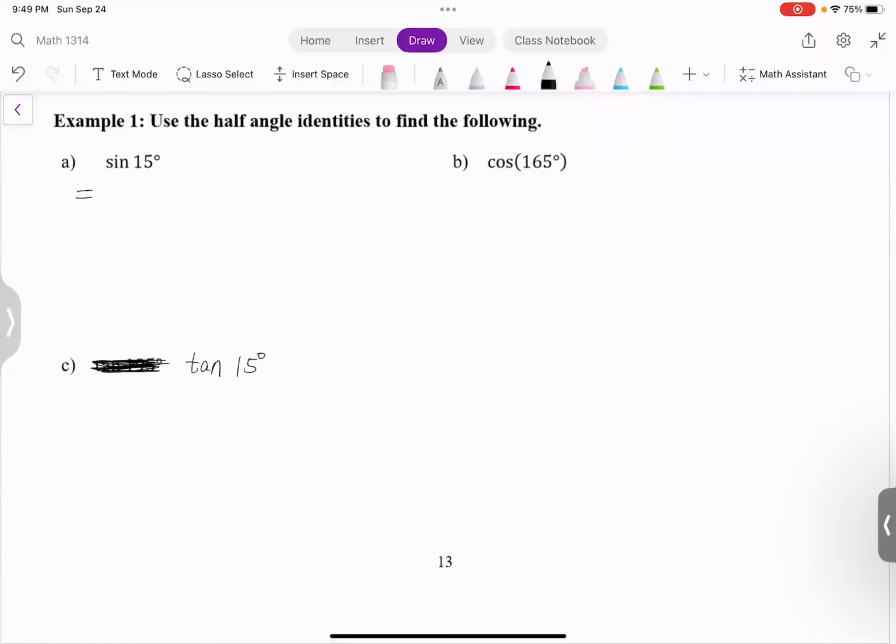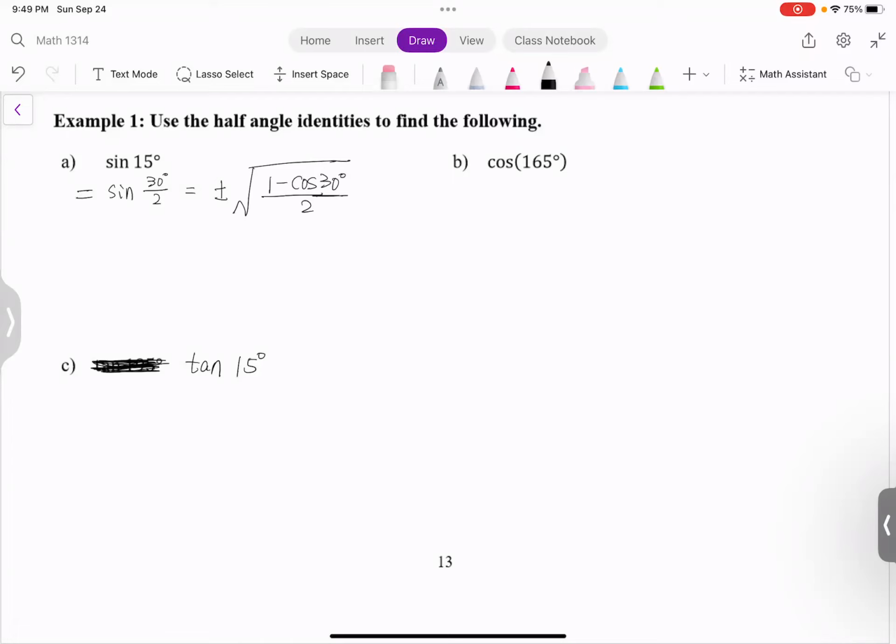What is sine 15 degrees? That's 30 degrees divided by 2, right? So I can rewrite the sine 15 as sine of 30 degrees divided by 2. Okay, I can use the half angle formula. So it's positive or negative square root of 1 minus cosine 30 degrees over 2.